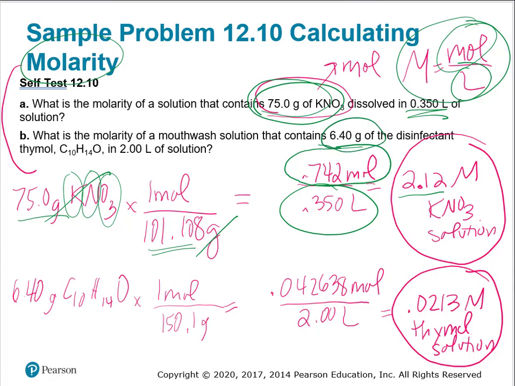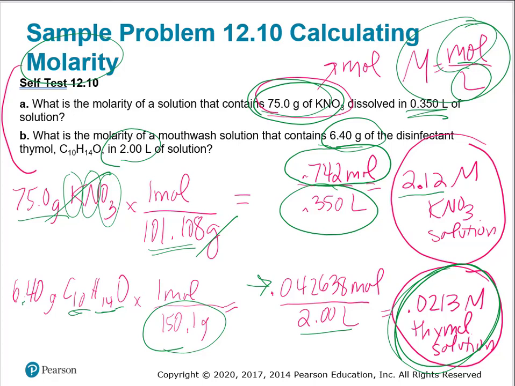And the second one, 6.40 grams of the disinfectant thymol. So I took 6.40 grams and went grams to moles. I added up 10 carbons, 14 H's, and 1 O to get that molar mass, leaving me with this many moles divided by 2 liters of solution. And I got 0.0213 for the concentration of that solution.